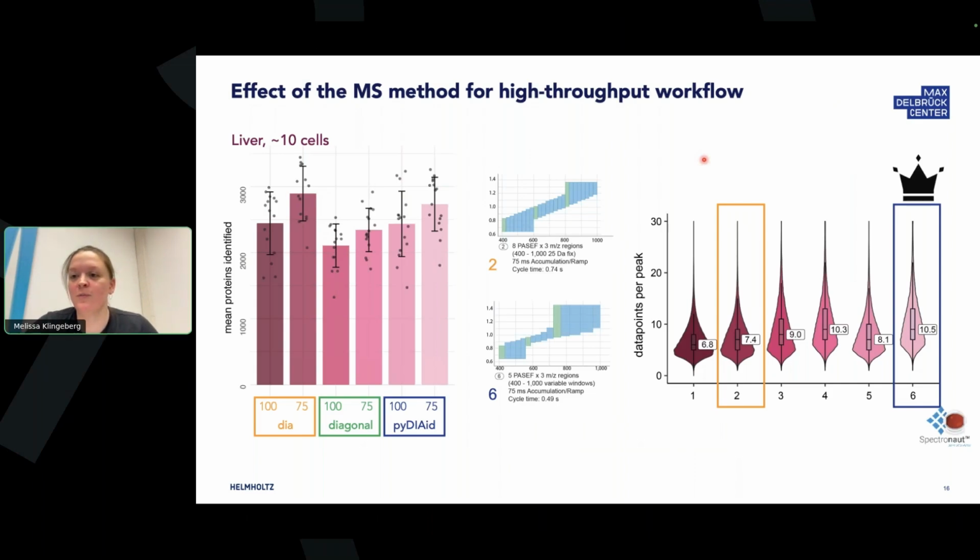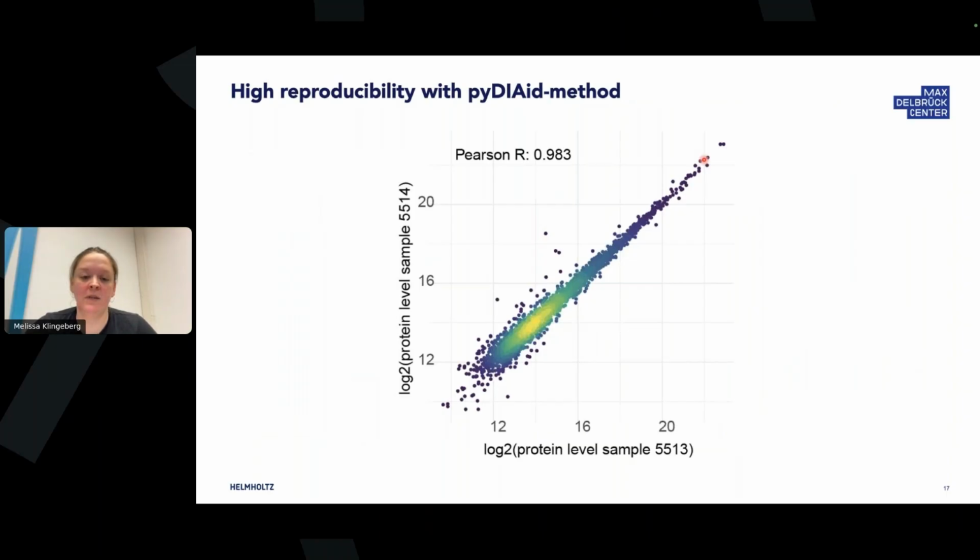So we continued with this method. We really liked it because it also features really reproducible quantification, that you can see also here. This is 2 neighboring sections on the same tissue, and we have a really high reproducibility here with this PID8 optimized method.